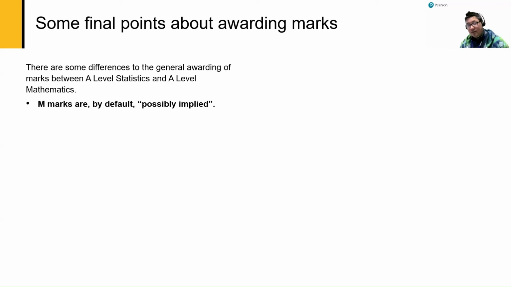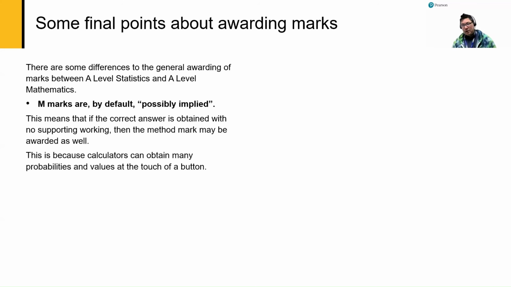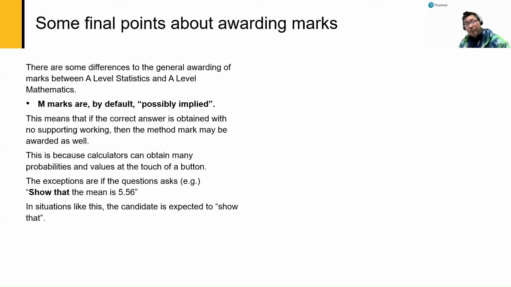The first thing that is different is that an M mark in A-level statistics is by default possibly implied. That means that if the correct answer is obtained with no supporting working, then the method mark may be awarded as well. It doesn't have to be explicitly shown. Every M mark is possibly implied, because a lot of the calculators can obtain probabilities or work out p-values at the touch of a button. The exception is if the question asks specifically, for example, to show that the mean is 5.56. If that "show that" is there, treat that as a command word that we need to see the working.